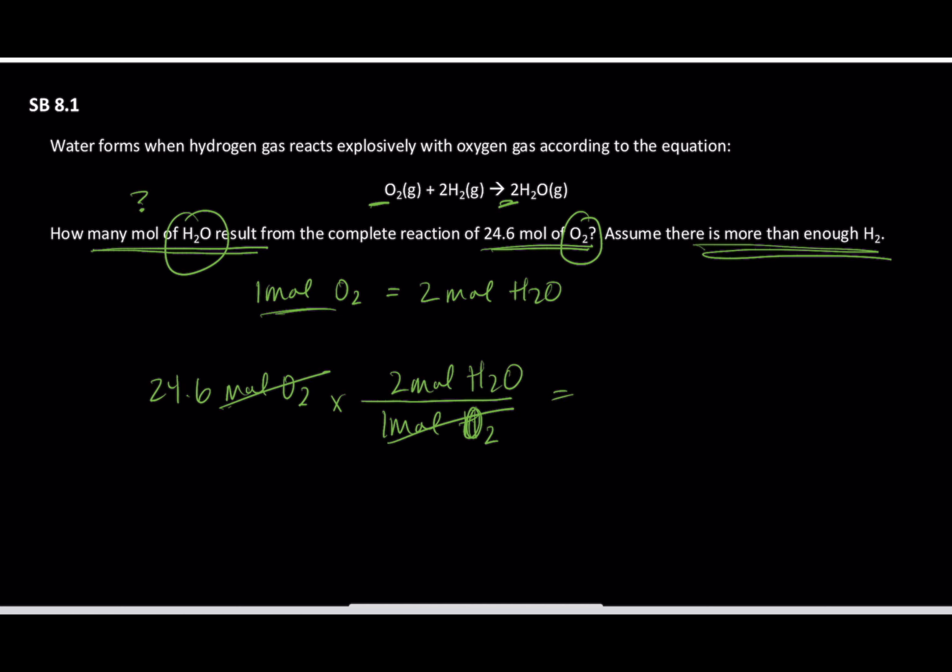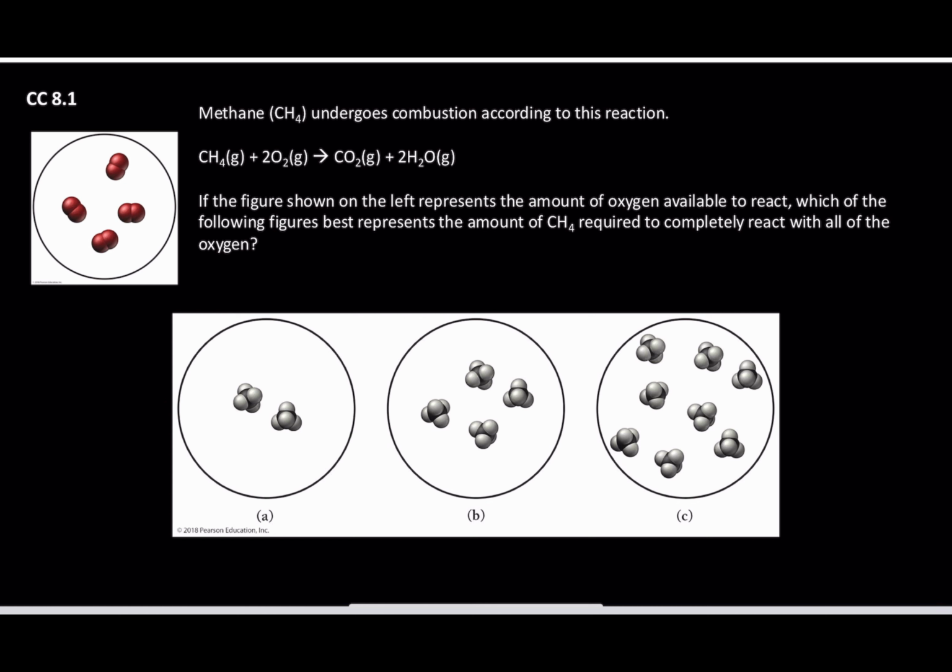Moles of oxygen cancel. I've converted to moles of water. 24.6 times 2 gives me 49.2 moles of water. And what this says with words is that I could produce 49.2 moles of water from 24.6 moles of oxygen. Concept check 8.1. Okay, so first let's dissect the problem.